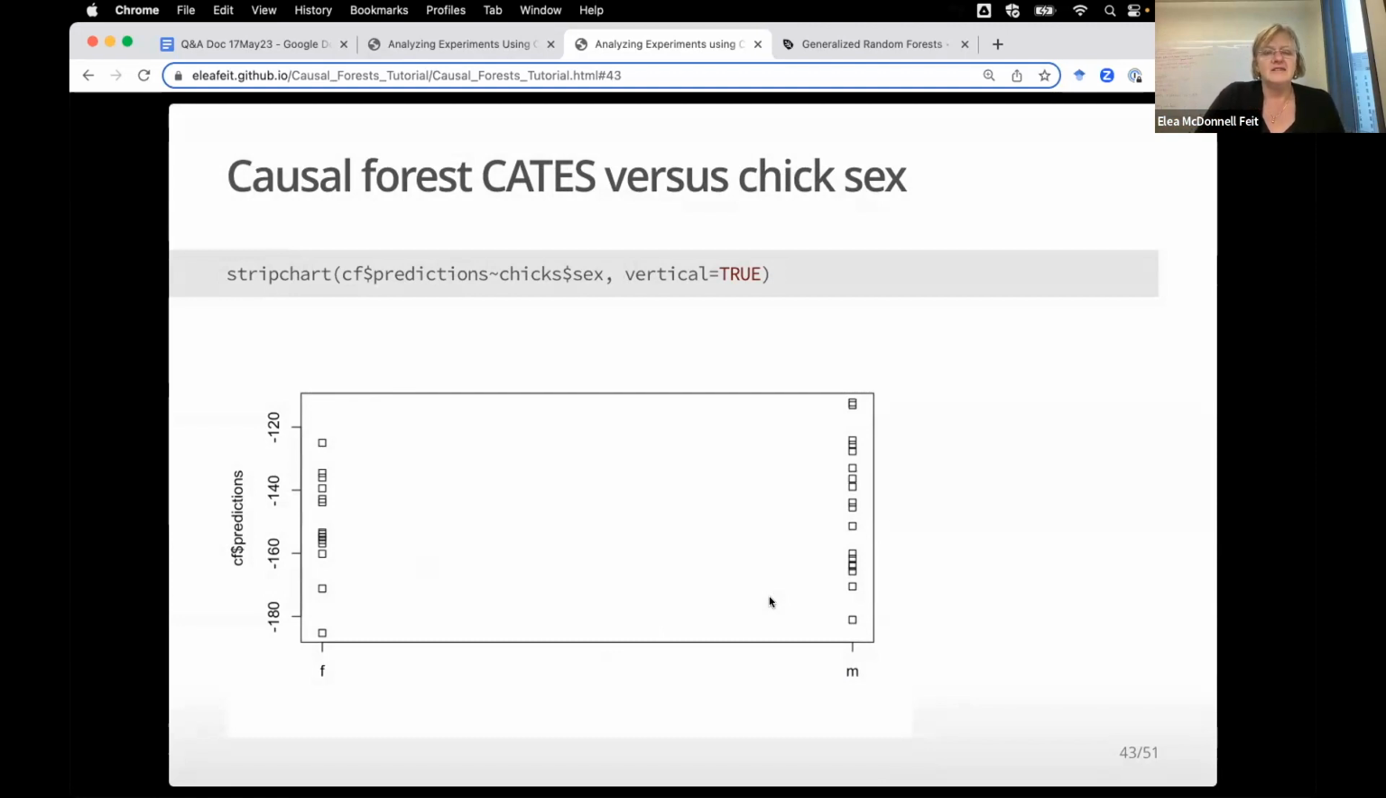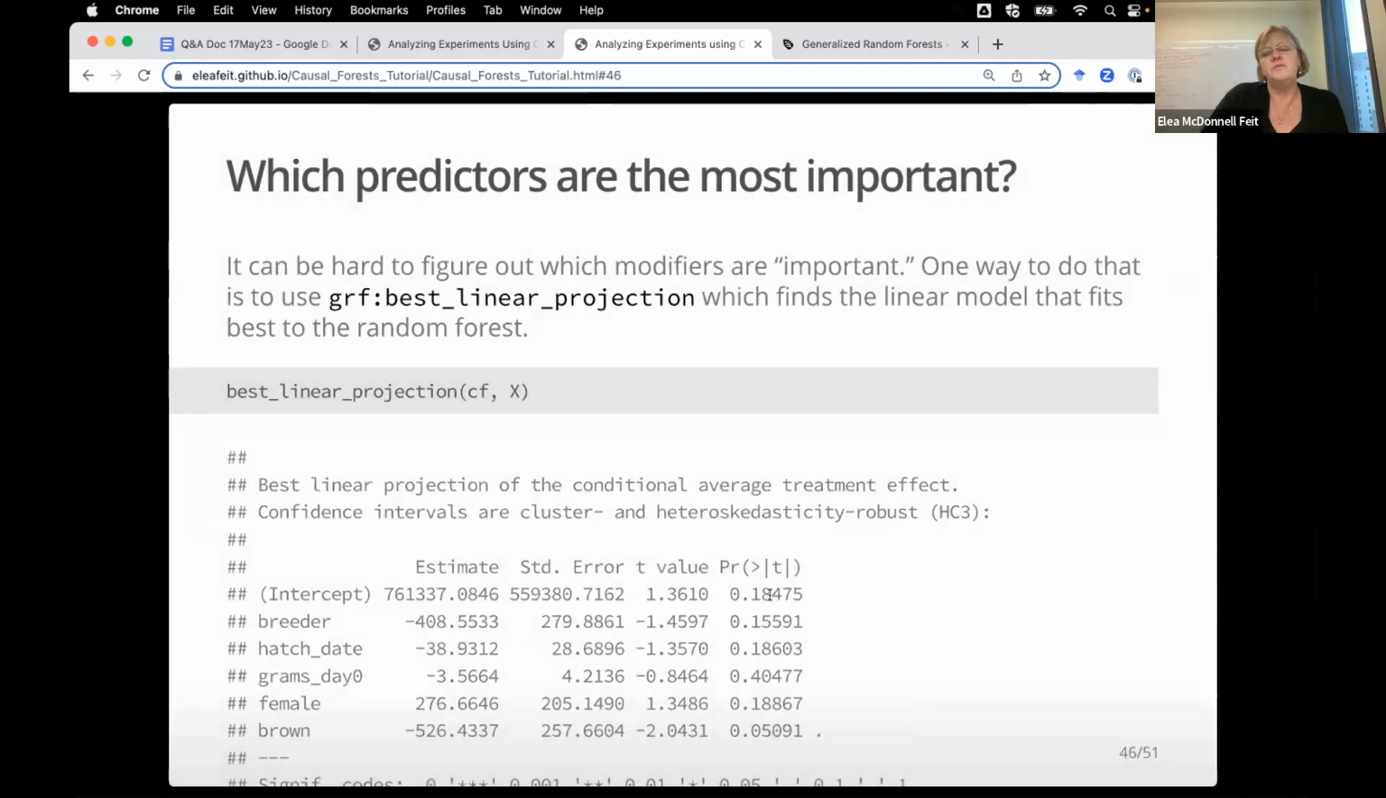So that's somewhat unsatisfying. So the people who developed the package created this thing called best linear projection. You can use that function, and what it tries to do is find the linear model that is closest to the causal forest. So it looks more like a regular regression. That's what they were trying to do: take something that isn't very much like a regression at all and give you something that feels like a regression. They're trying to take the causal forest and fit it as close as they can to a line.